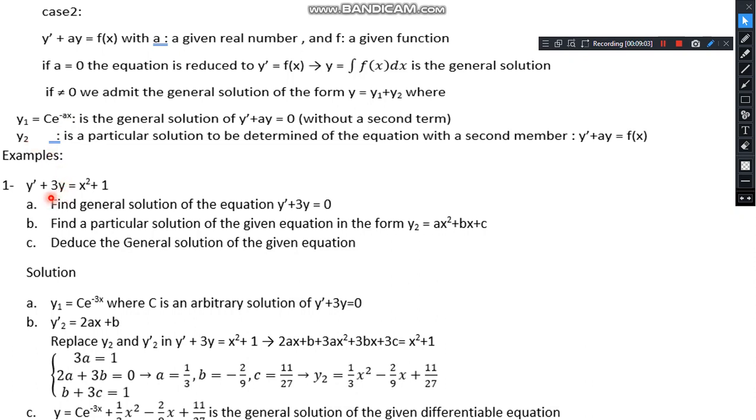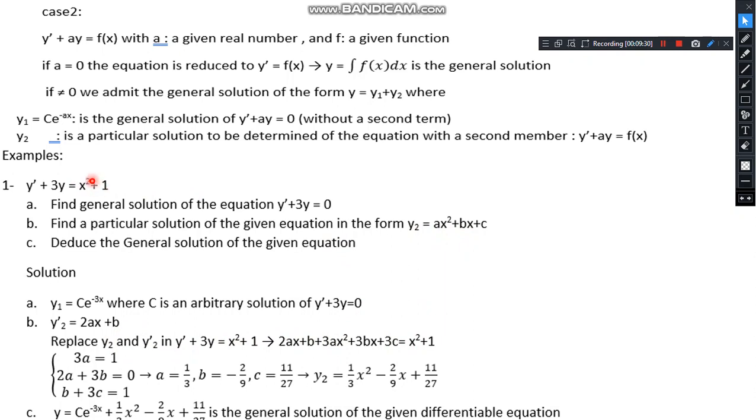So let us take an example. If you have y prime plus 3y equal x squared plus 1. Find the general solution of the equation y prime plus 3y equal to 0. So directly y1 equals c e power minus 3x. Now find the particular solution. They gave us that it must be ax squared plus bx plus c. So I want y prime. I derive it, it will be 2ax plus b. I replace it here, into 3ax squared plus 3bx plus 3c.